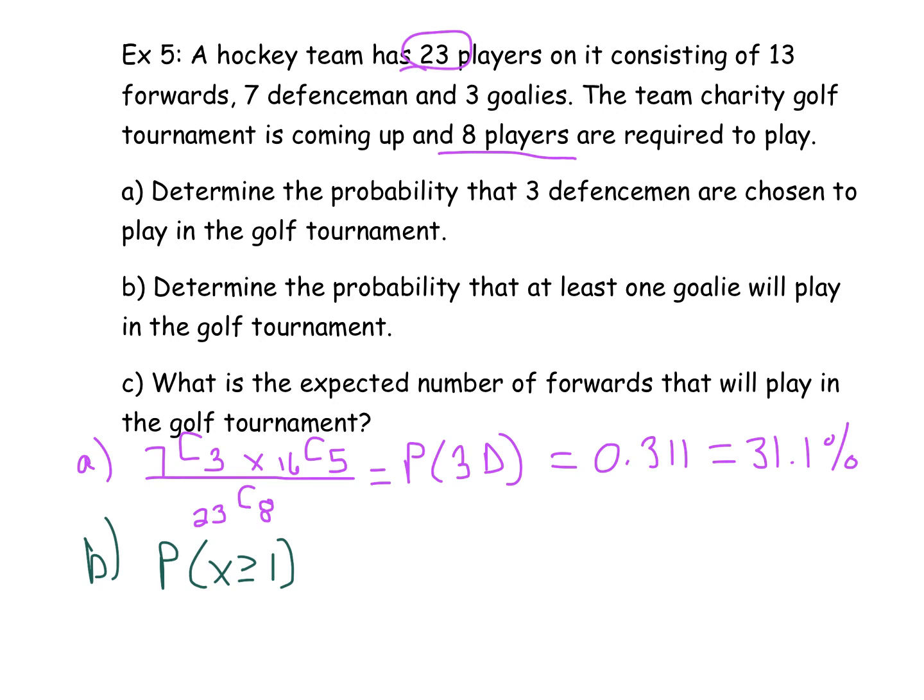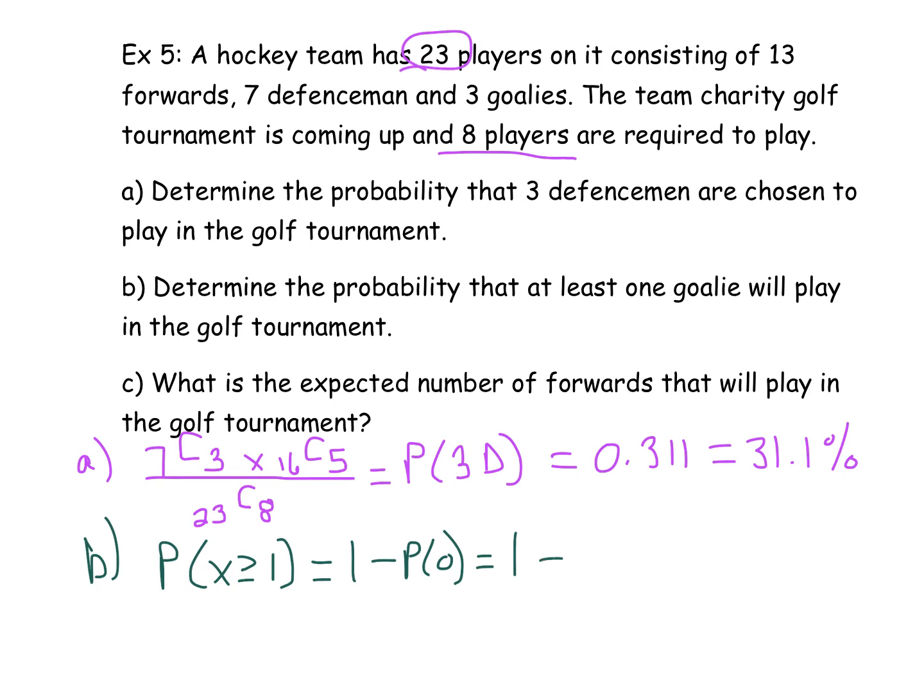The only thing that we can't have is 0 goalies. And so if I take 100% probability and minus the probability that we have 0 goalies on the team, that should give me the complement, which will be the probability that we have 1, 2, or 3 goalies on the team, because we only have 3 goalies to choose from. So let's approach it that way. Let's look at it as 1 minus the probability of 0 goalies.